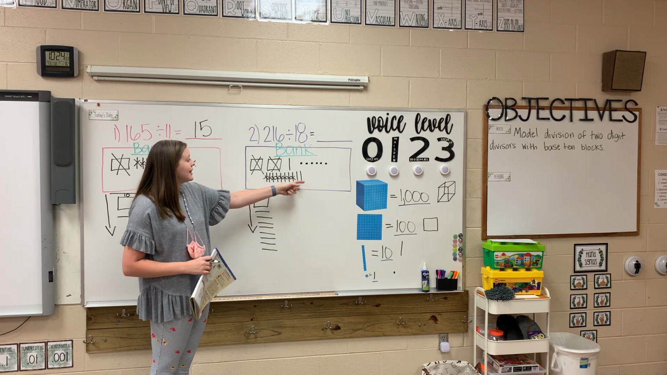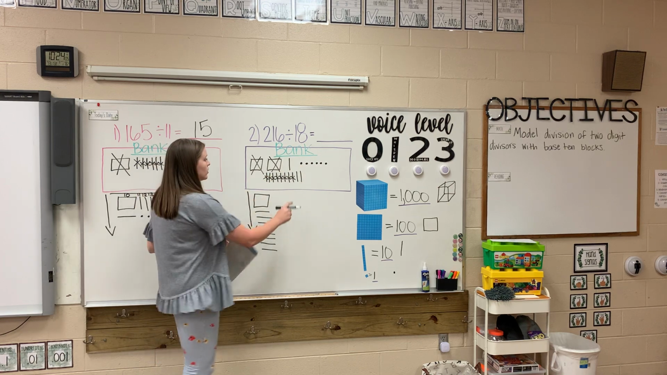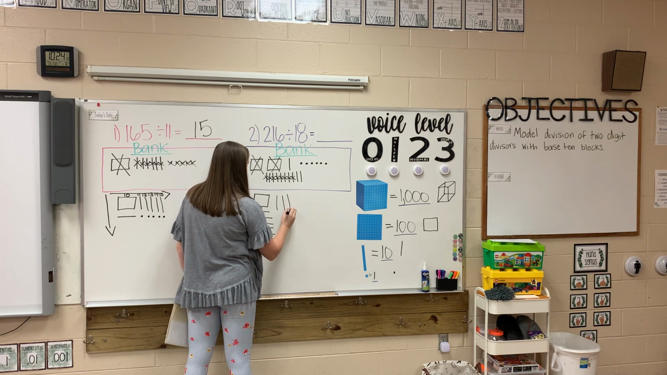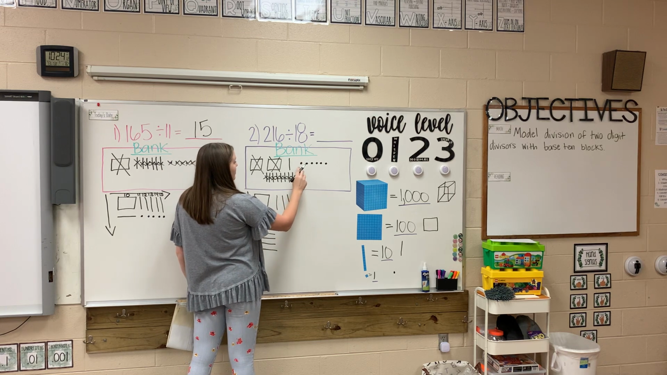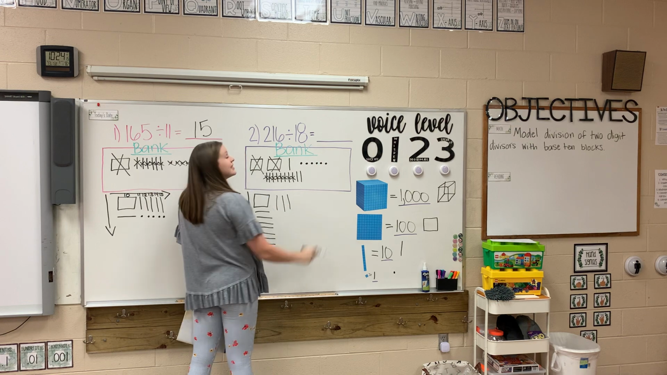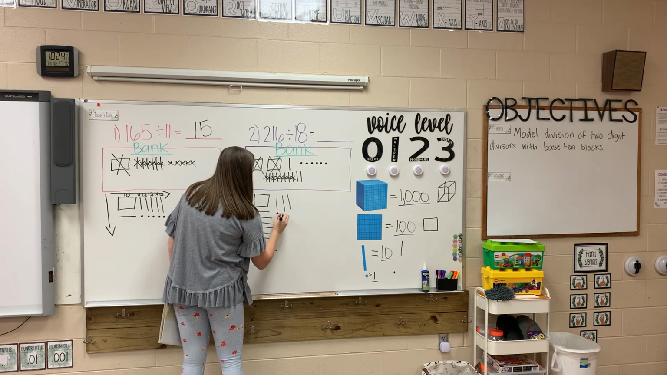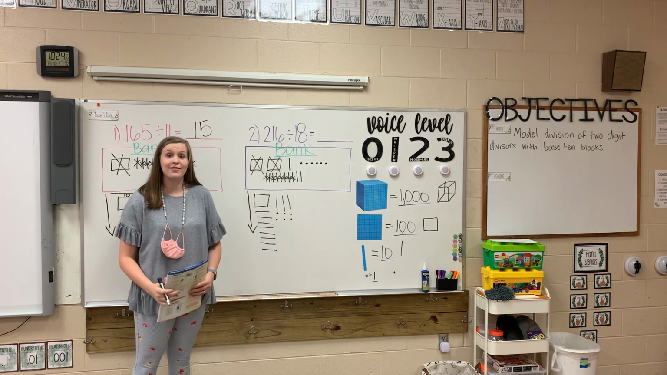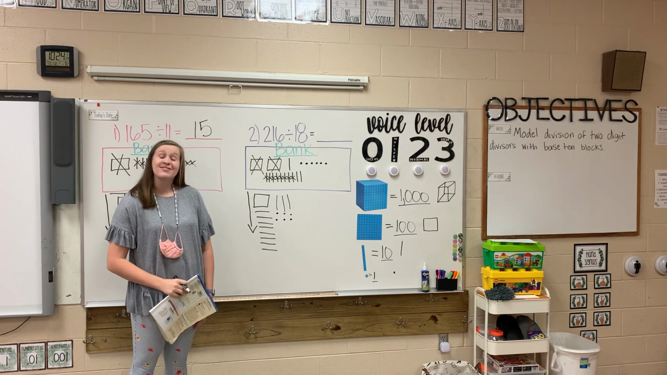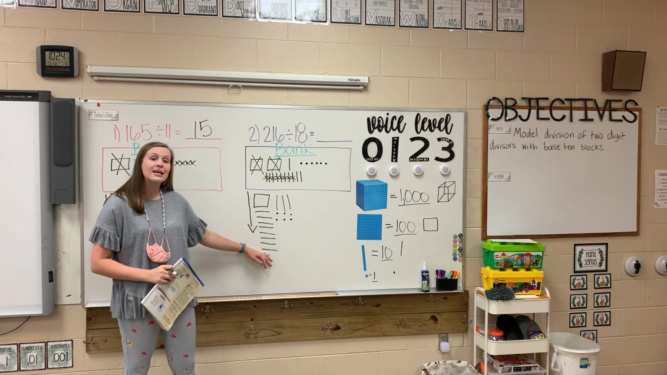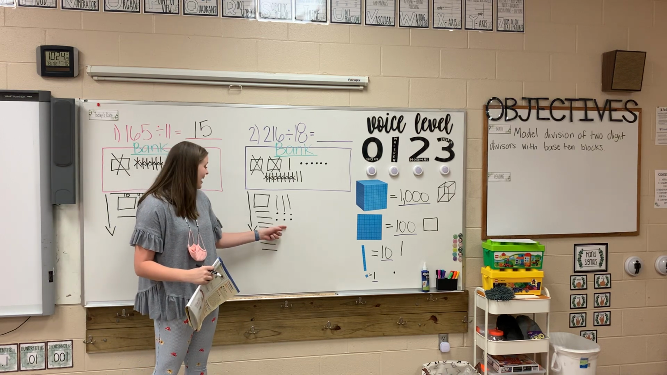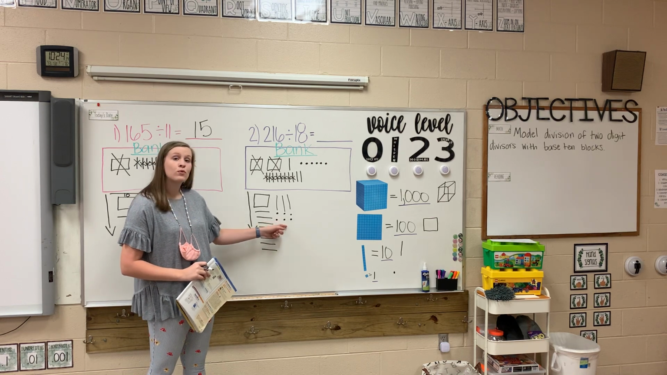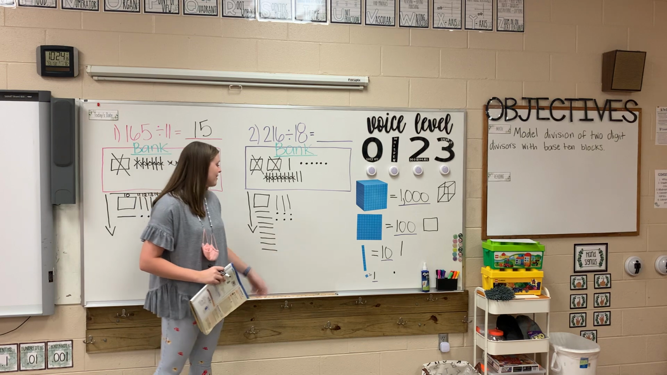Now I need to place what I have left. Well, I have 3 longs left. So 1, 2, 3. And I have 1, 2, 3, 4, 5, 6 dots. So I'm done, right? Not quite. Remember we said we always want a picture to be even. And that's not even, is it? No. I need some more dots to make all of these even.